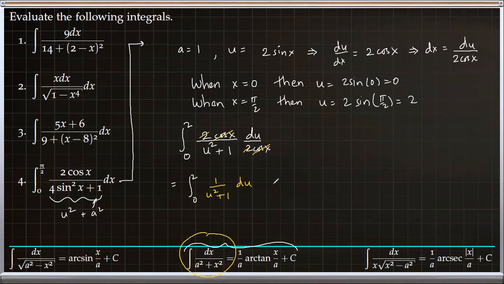So therefore, this integral becomes arc tangent u, and we evaluate this from 0 to 2. So this will be arc tangent 2 minus arc tangent 0. We know arc tangent 0 is 0. So therefore, this comes out to be arc tangent 2.